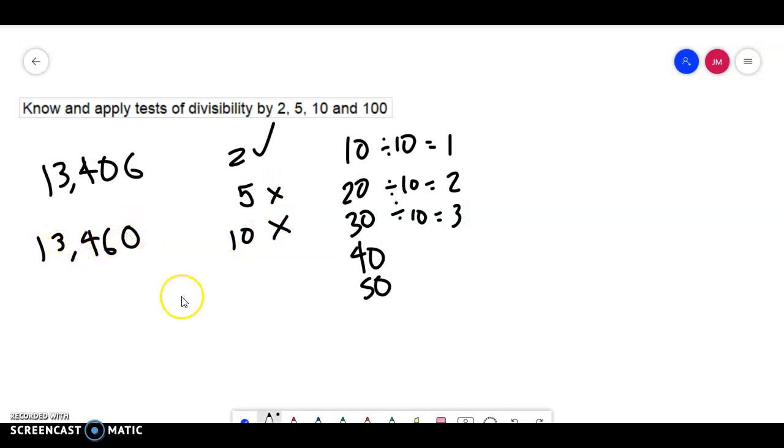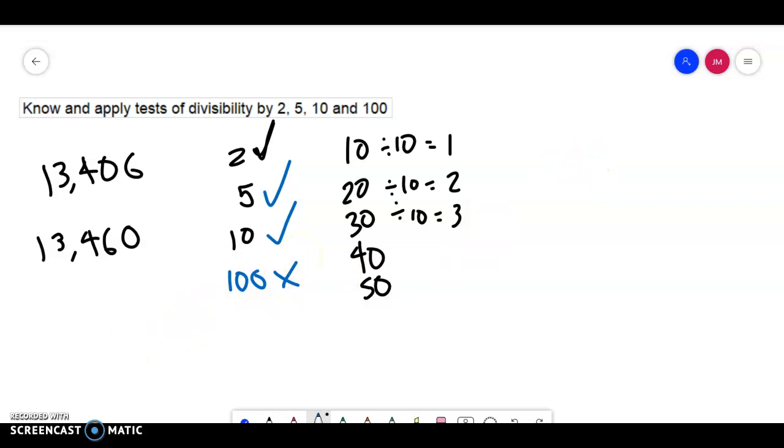What if I change the number to 13,460? Can I divide this by 2? Yes. Can I divide this by 5? Yes. Can I divide this by 10? Yes. Can I divide this by 100? No. Not perfectly, at least. Not without a decimal or a remainder.